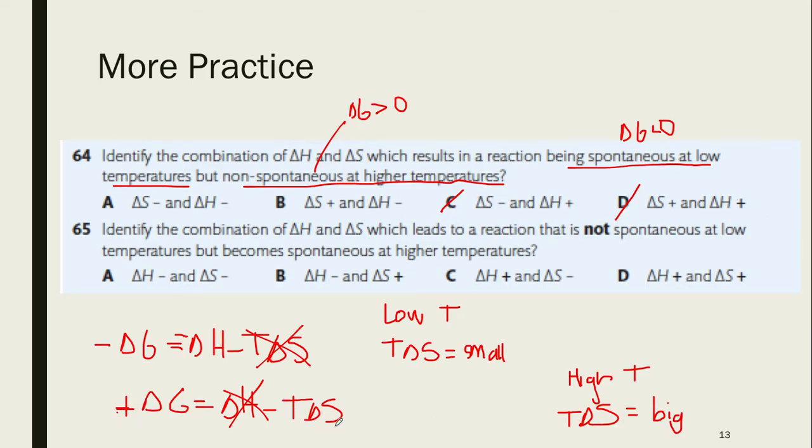which means we need a value that will make this negative T delta S, we have to make it positive. Well, temperature is always going to be positive, so in order to make this negative T delta S positive, we must make delta S also negative. That means A is our answer.